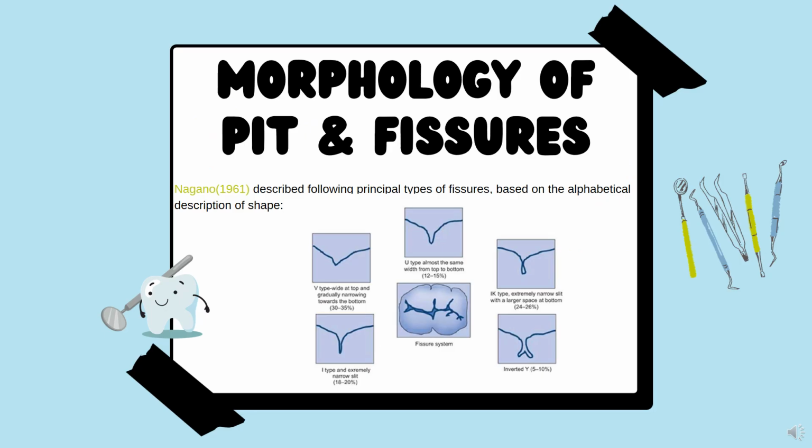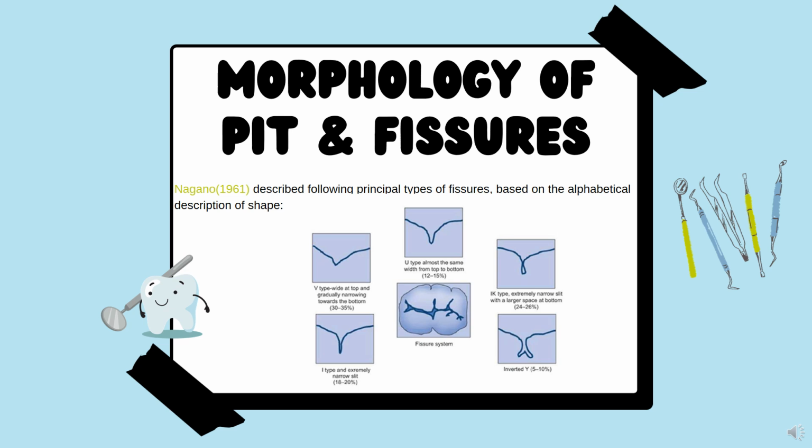Moving on to the morphology of pit and fissures, Nagano in 1961 described the following principal types of fissures based on the alphabetical description of the shape. It's V shape, U shape, IK shape, inverted Y, I-type and fissure system. So in the middle is the fissure system, how exactly the fissures go on.